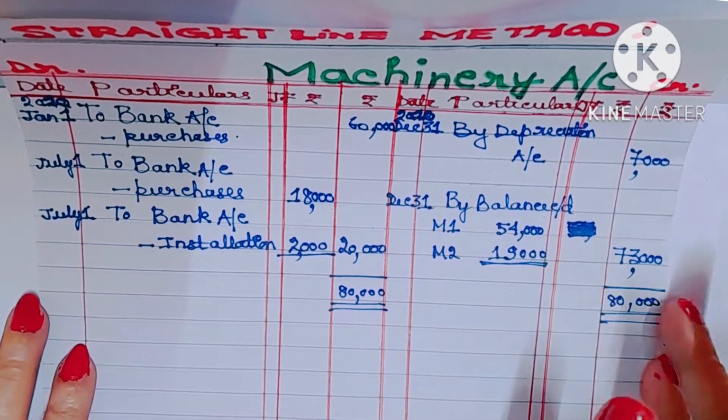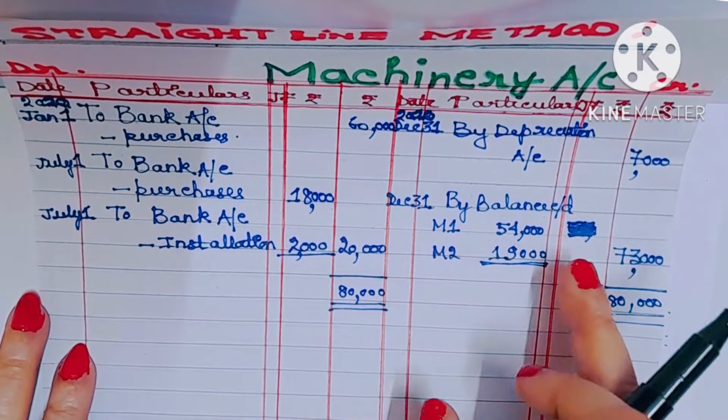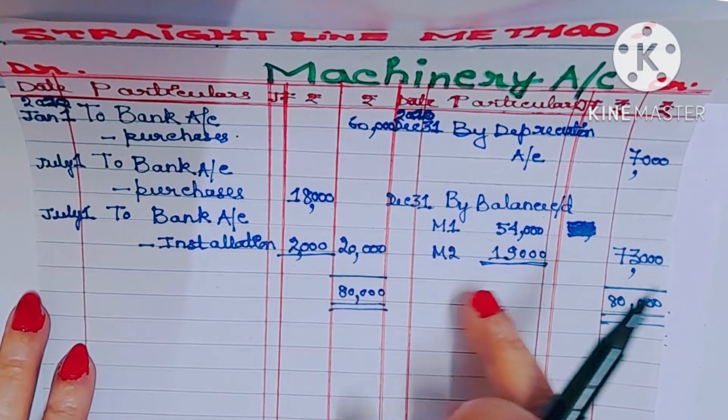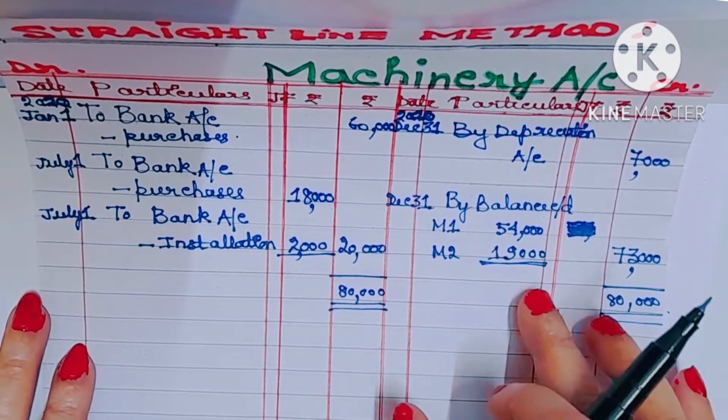Understood? So, the book value of the first machinery at the end of 31st December 2010 is 54,000 and the book value of the second machinery at the end of 31st December 2010 is 19,000.